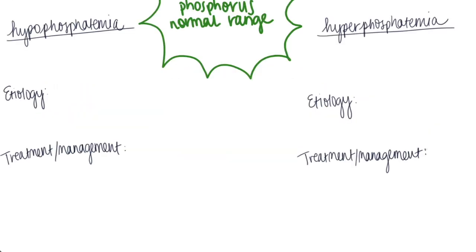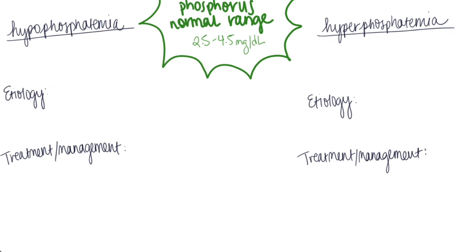So let's start off with our normal phosphorus range. Of course, the values that are accepted for your institution may be a little bit different, but typically you'll see something between the 2.5 to 4.5 milligrams per deciliter as an acceptable range. Note that a normal phosphorus range may be slightly higher for pediatric patients as they're still developing bones.